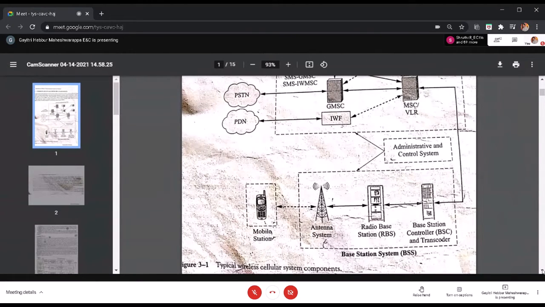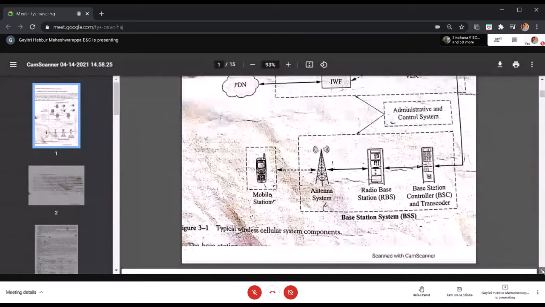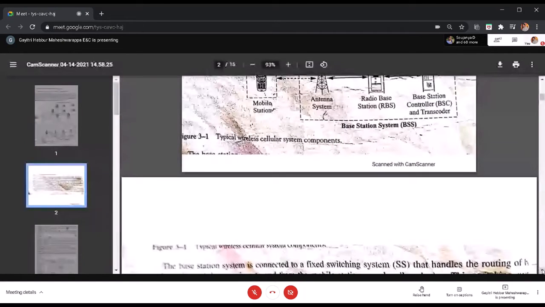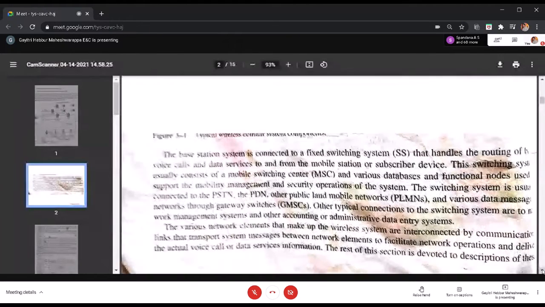So this is the basic block diagram of a cellular network or cellular system components. Okay. So this you need to study. Each and every unit, starting with a subscriber device and a base station system, and also a network switching system and administrative and control systems. All those things you are going to study individually in this particular chapter.